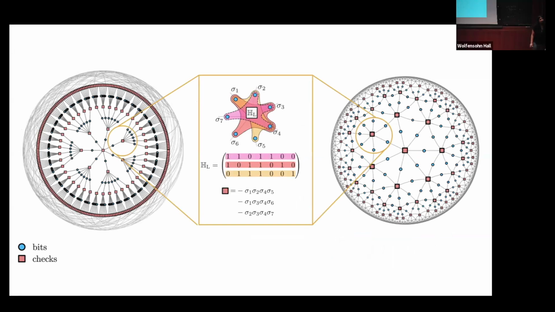Another quick question. So you mentioned that this code is believed to be a good classical code. Is that the part that is not proven?